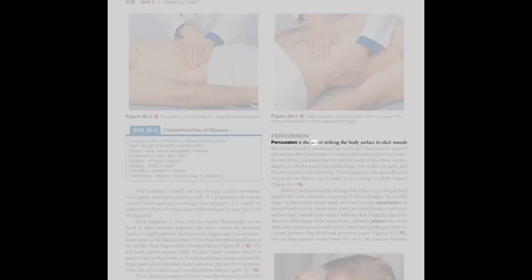Percussion. Percussion is the act of striking the body surface to elicit sounds that can be heard or vibrations that can be felt. There are two types of percussion, direct and indirect. In direct percussion, the nurse strikes the area to be percussed directly with the pads of two, three, or four fingers, or with the pad of the middle finger. The strikes are rapid, and the movement is from the wrist. This technique is not generally used to percuss the thorax, but is useful in percussing an adult's sinuses, Figure 30-4.